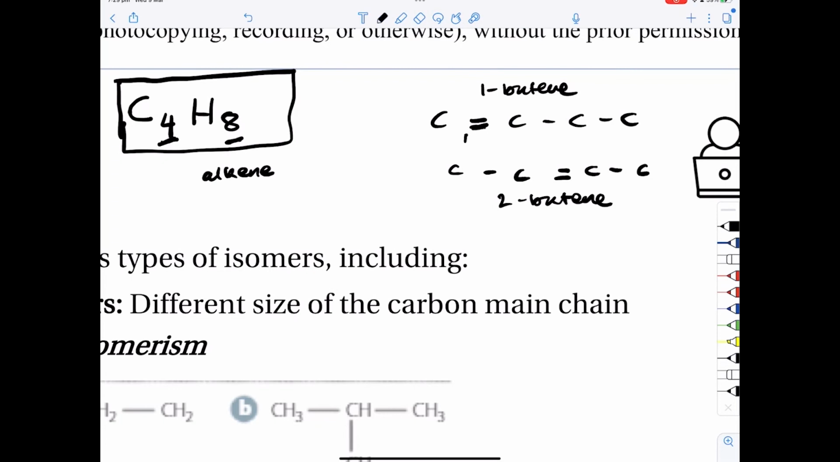Can anyone think of any other isomers? Anyone think of any more? Not triple bonds, because the second you have a triple bond, you have an alkyne. The second you have an alkyne, it's going to be C4H6. Do you agree? I'm not too sure. So do you guys see why it's hard to identify all the isomers? We're actually missing, I think, one more isomer.